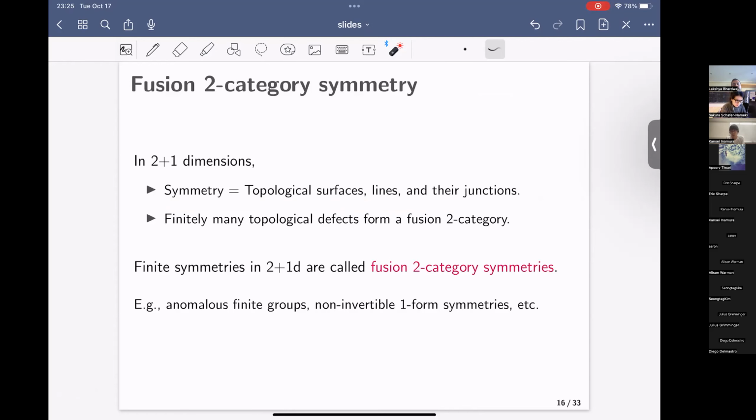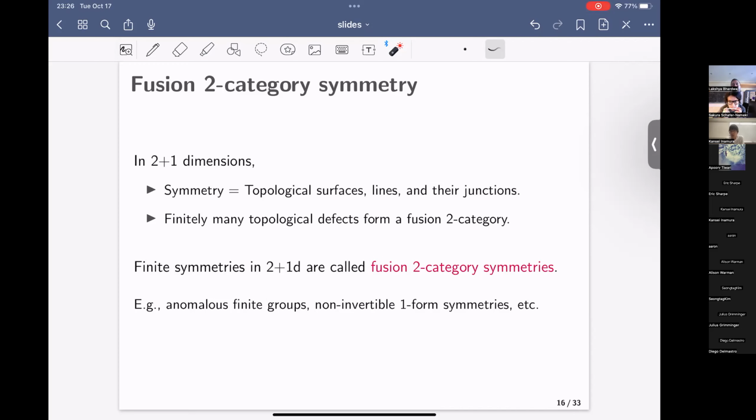junctions. And in particular, when the number of these defects is finite, then they form a mathematical structure called fusion two-category. So this means that finite generalized symmetries in 2+1 dimensions are generally described by fusion two-categories. And therefore, finite generalized symmetries in 2+1 dimensions should be called fusion two-category symmetries. And these are very general symmetries in 2+1 dimensions. Examples include anomalous finite group symmetries and anomalous finite two-group symmetries, and also non-invertible one-form symmetries, etc.